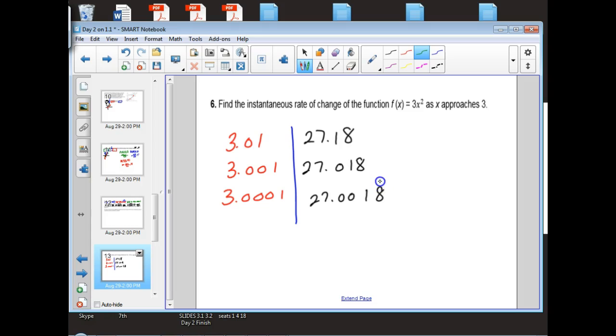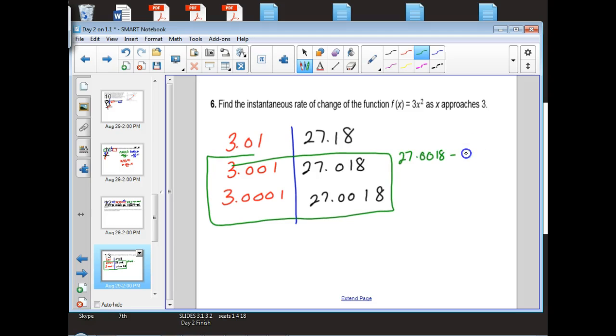I need to find still the instantaneous rate of change around x equals 3. So it doesn't really matter which two ordered pairs you use, but the closer you are, the better. So I'm going to use these two, and I'm going to find slope. Here we go. 27.0018 minus 27.018. And you should get real close to 18 when you type that in.